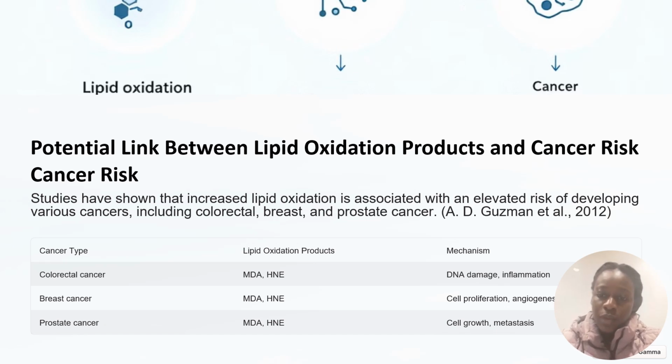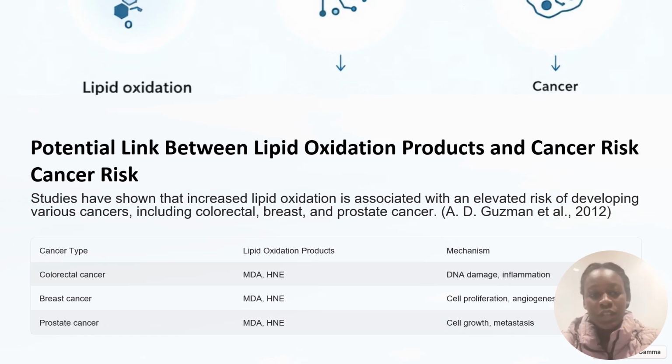Okay, so exploring further about how these other products, MDA and HNE, affect cancer. Now, there's another theory that these products can have an effect on cancer risk. Studies have shown that increased lipid oxidation is associated with elevated risk of developing various cancers, including colorectal, breast, and prostate cancer. A study by Gaussman and other authors in 2012 highlighted the different lipid oxidation products and their mechanisms and how they affect specific cancer types.